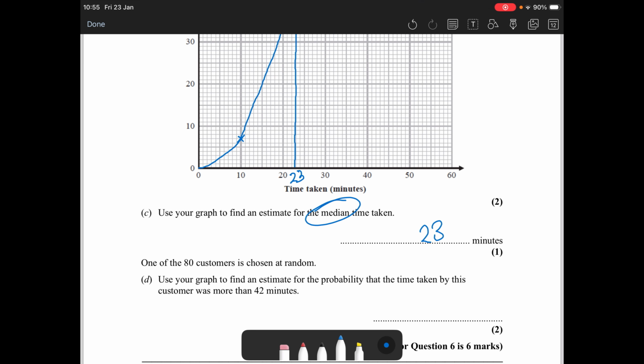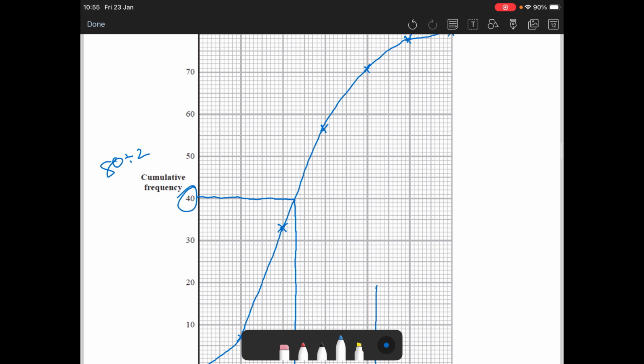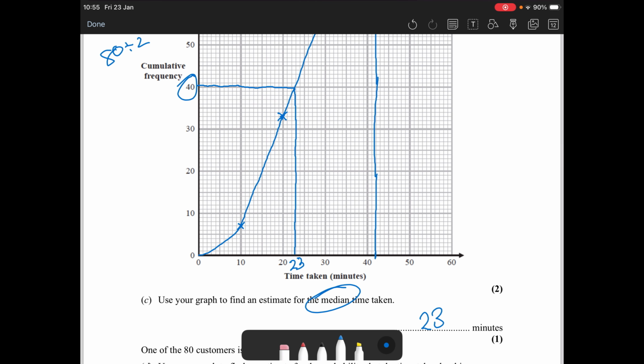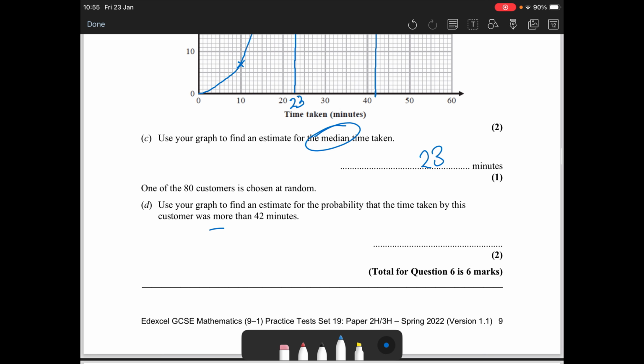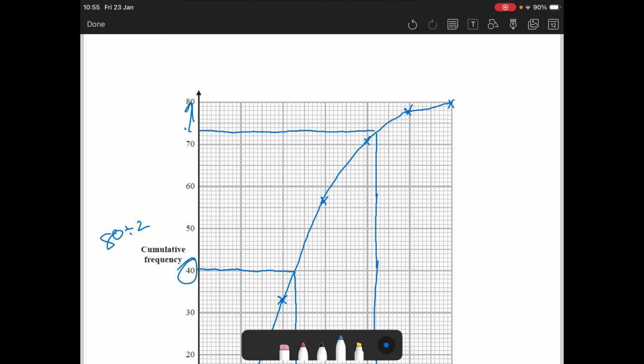Next up, D, we've got to estimate the probability that the time taken by this customer is more than 42 minutes. So x-axis, 42 is there. We're going in reverse. Right, up we go. I'm being super careful. I would usually use a ruler for this, but again, iPad and whatnot. Go across. I'm pretty confident we're going to end up at 73. So what this means is 73 people or fewer do it in under 42 minutes. So more than 42 minutes, remember, our total's 80. So that's going to be 8 people, isn't it?